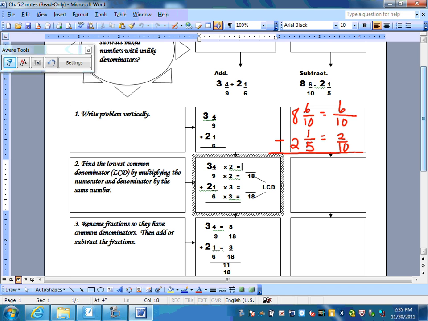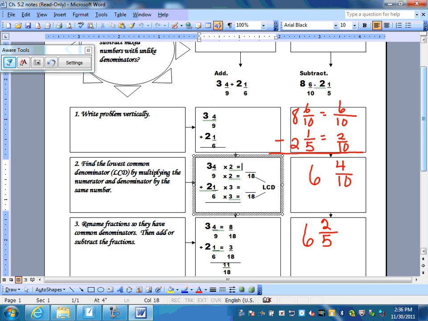So now that I am subtracting, I would take 6 minus 2. I would get 4/10. And I'm going to go over to my whole numbers, and 8 minus 2 is 6. I take a look at that fraction, and I say 4/10 is not in simplest form, so I'm going to simplify that to 6 2/5.